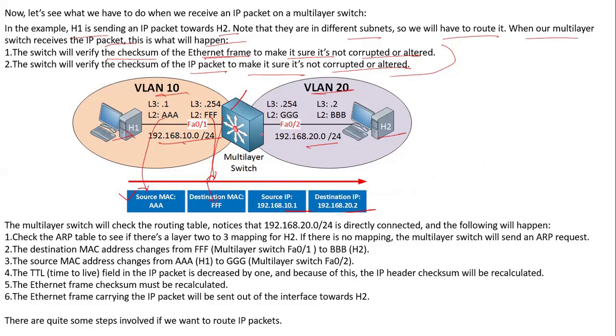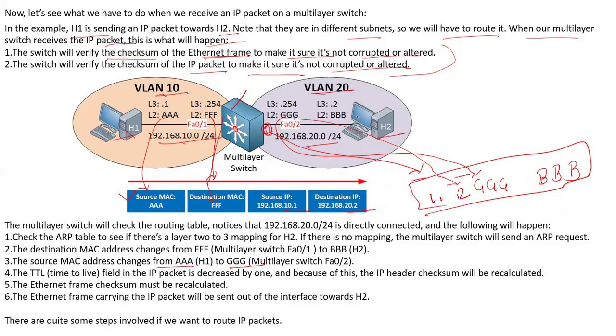So what will happen now when the packet reaches this interface? Source IP will be the same and destination IP will be the same. Source MAC address will change from AA to GGG, as I have mentioned here. Now my source MAC address is GGG and the destination MAC address will be BBB, and source IP the same .1 and destination IP .2.